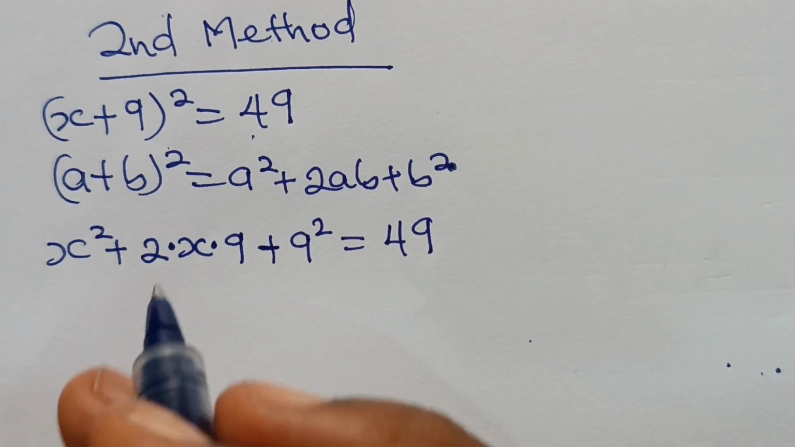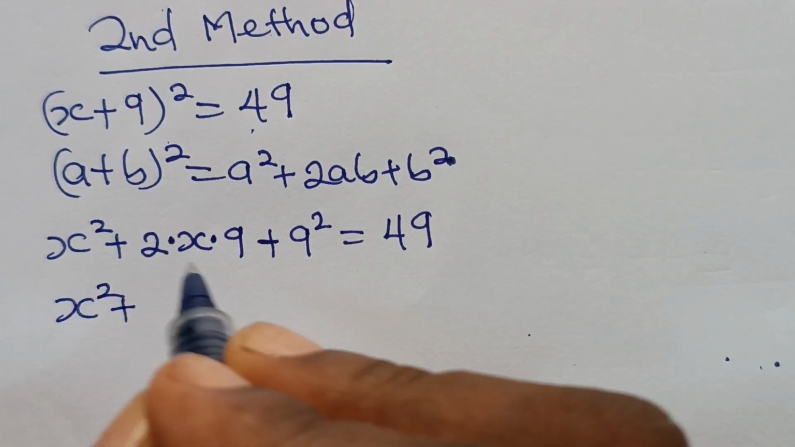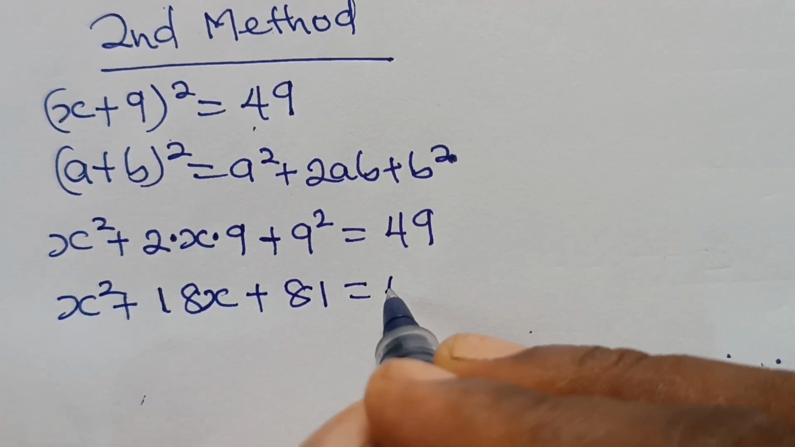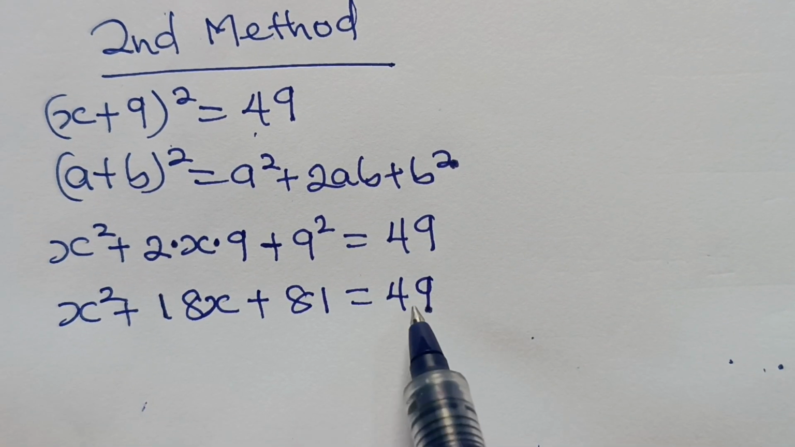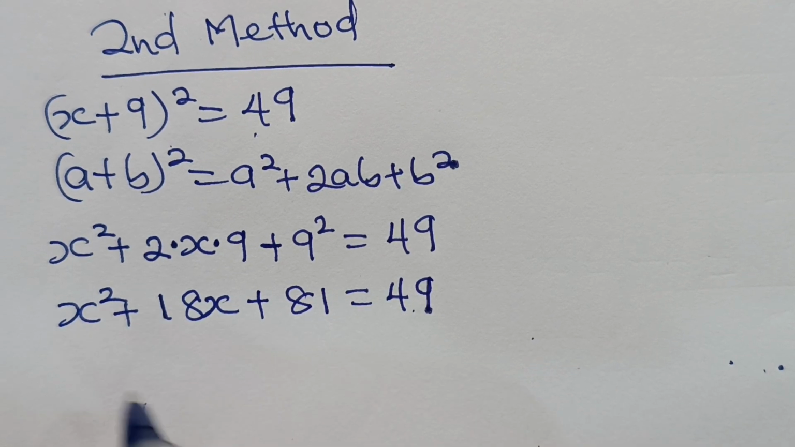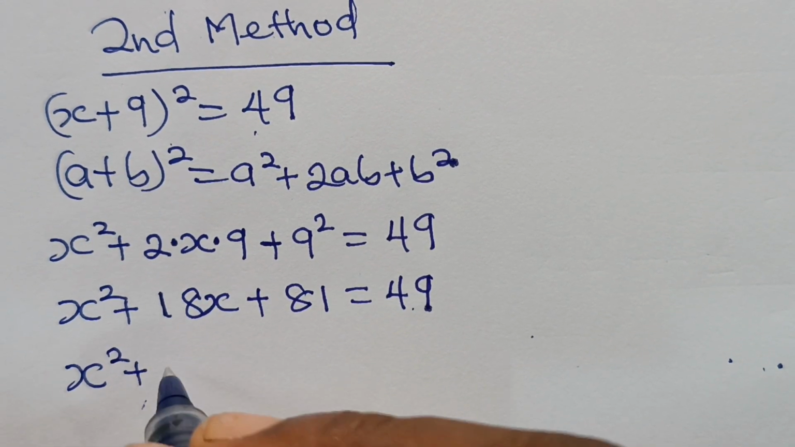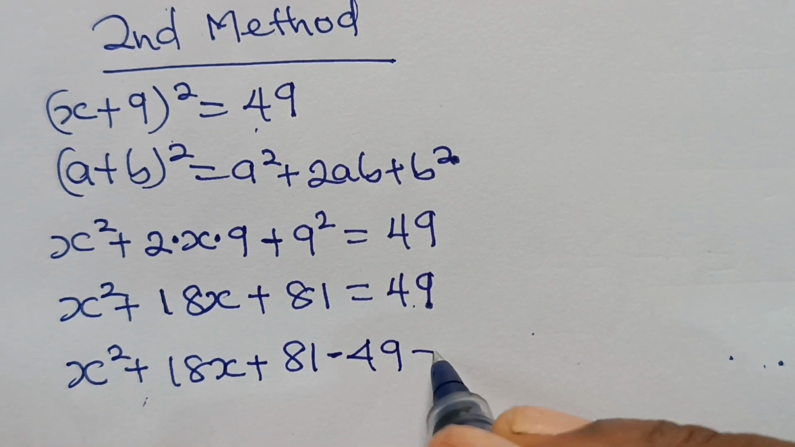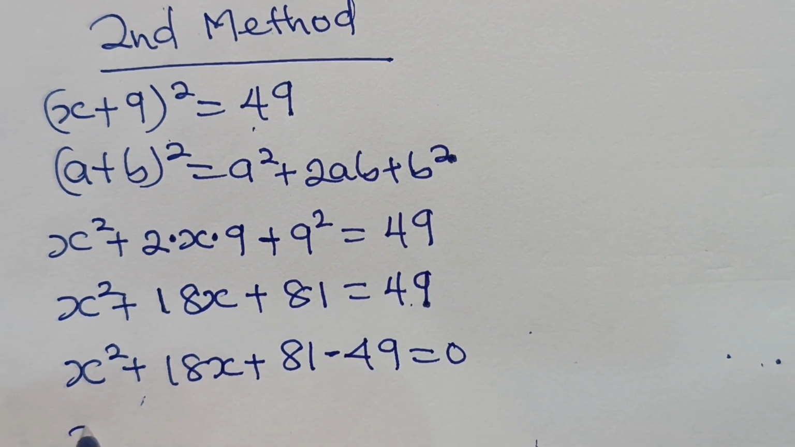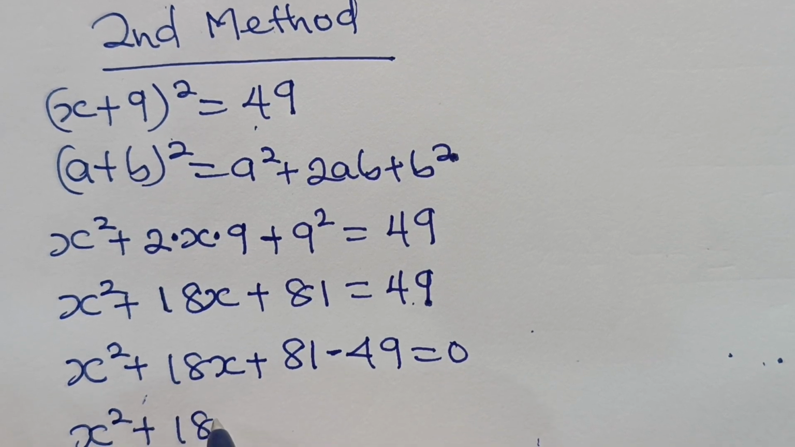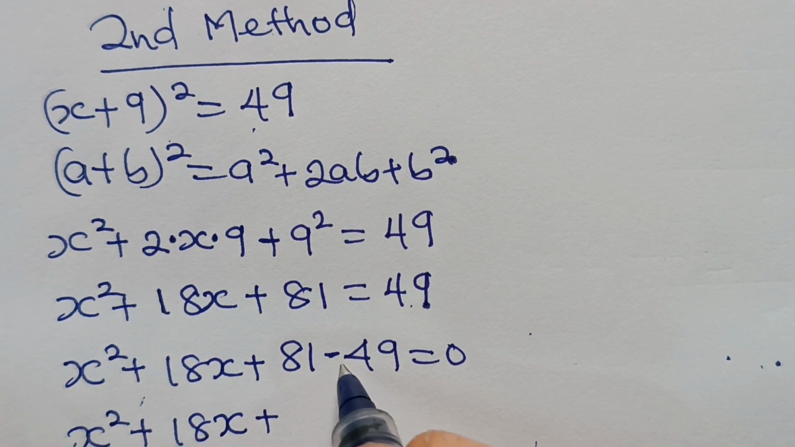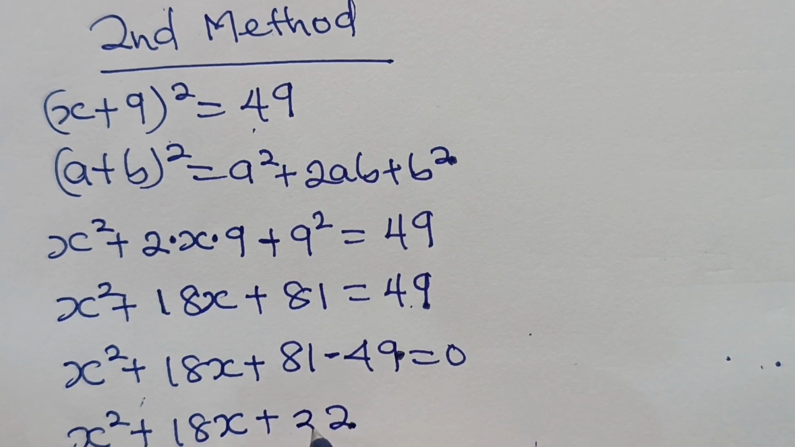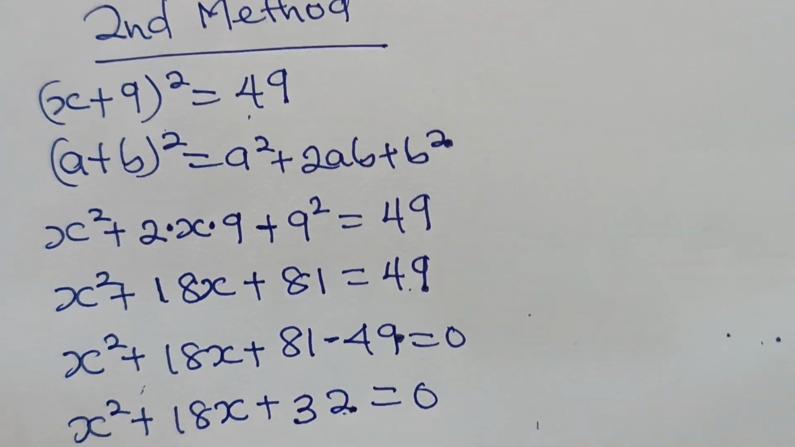Okay, now let's simplify further. x squared plus 2 times 9 is 18, so we have 18x plus 81 is equal to 49. Now let's transfer this to this side. Okay, so if we do that, we have x squared plus 18x plus 81 minus 49 is equal to 0. So we have x squared plus 18x plus 81 minus 49. 81 minus 49 will give us 32, so we have 32 is equal to 0.